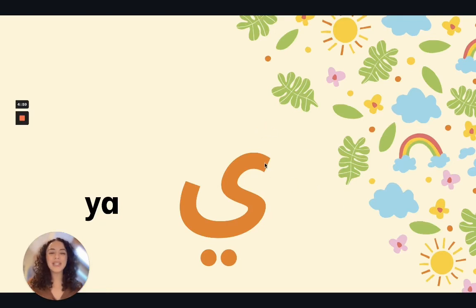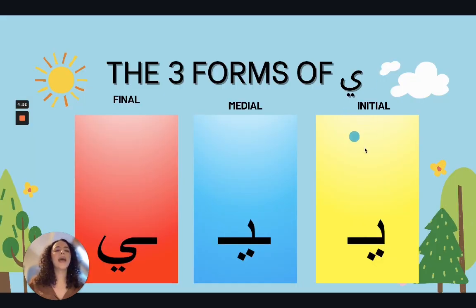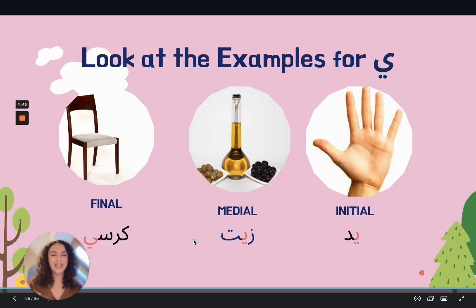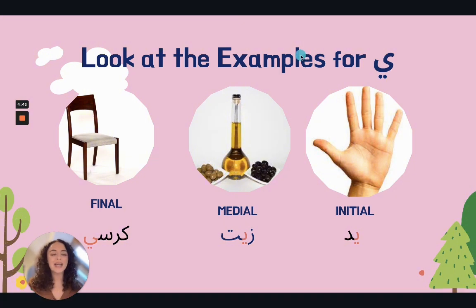Our final letter is ya. Ya. Ya. Here we have ya at the beginning of the word, ya in the middle of the word, and ya at the end of the word. And let's take a look at some examples for ya.